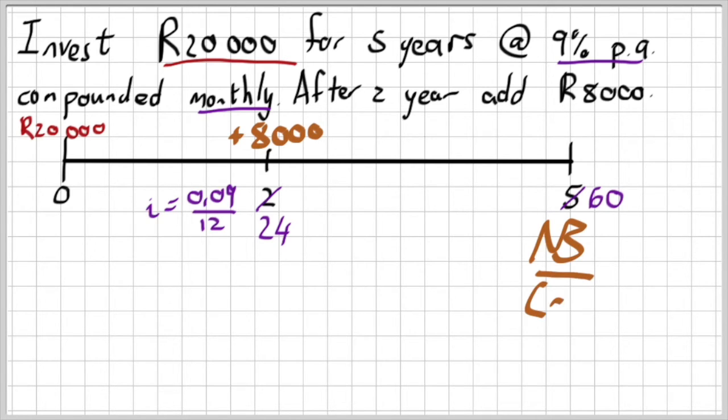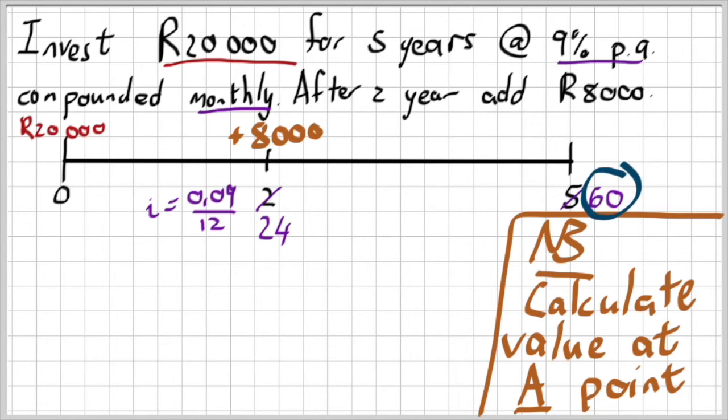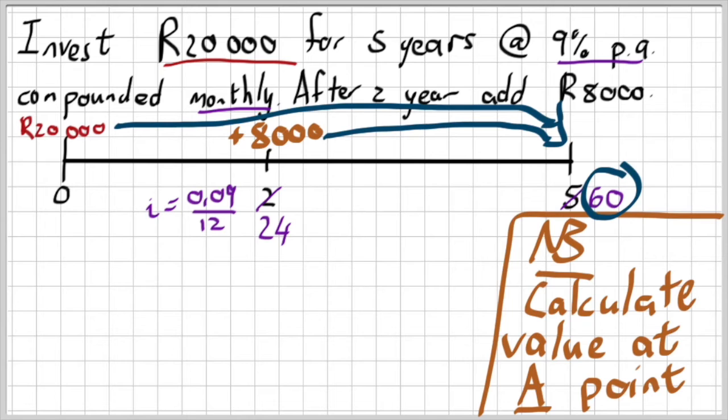The more accepted method, which will lead up towards annuities next year, is calculating the value of your payments at a specific point. So I'm going to work all of it to a specific point. In this case, it's going to be to the 60. So I'm going to take the 8,000 Rand, get its value at the end. Then I'm also going to take the 20,000, calculate the value at the end, so at 60 months, and then add them together.